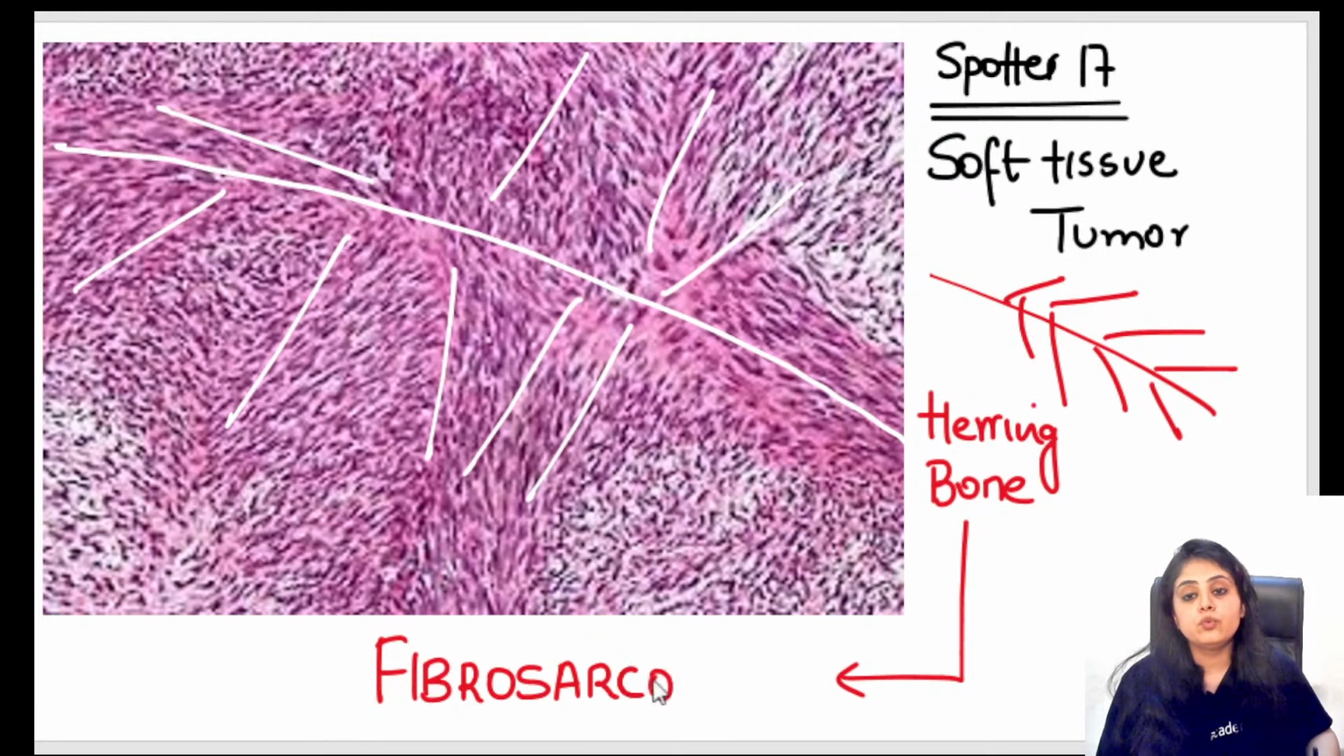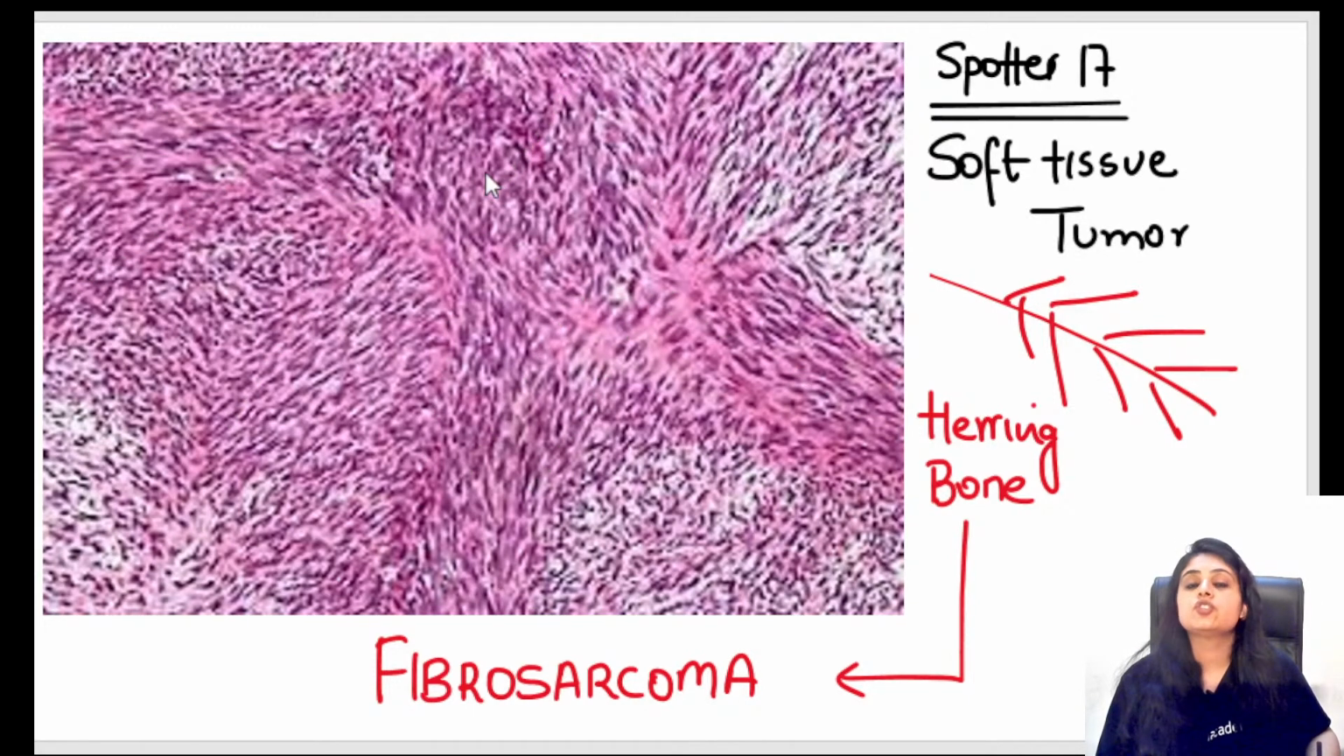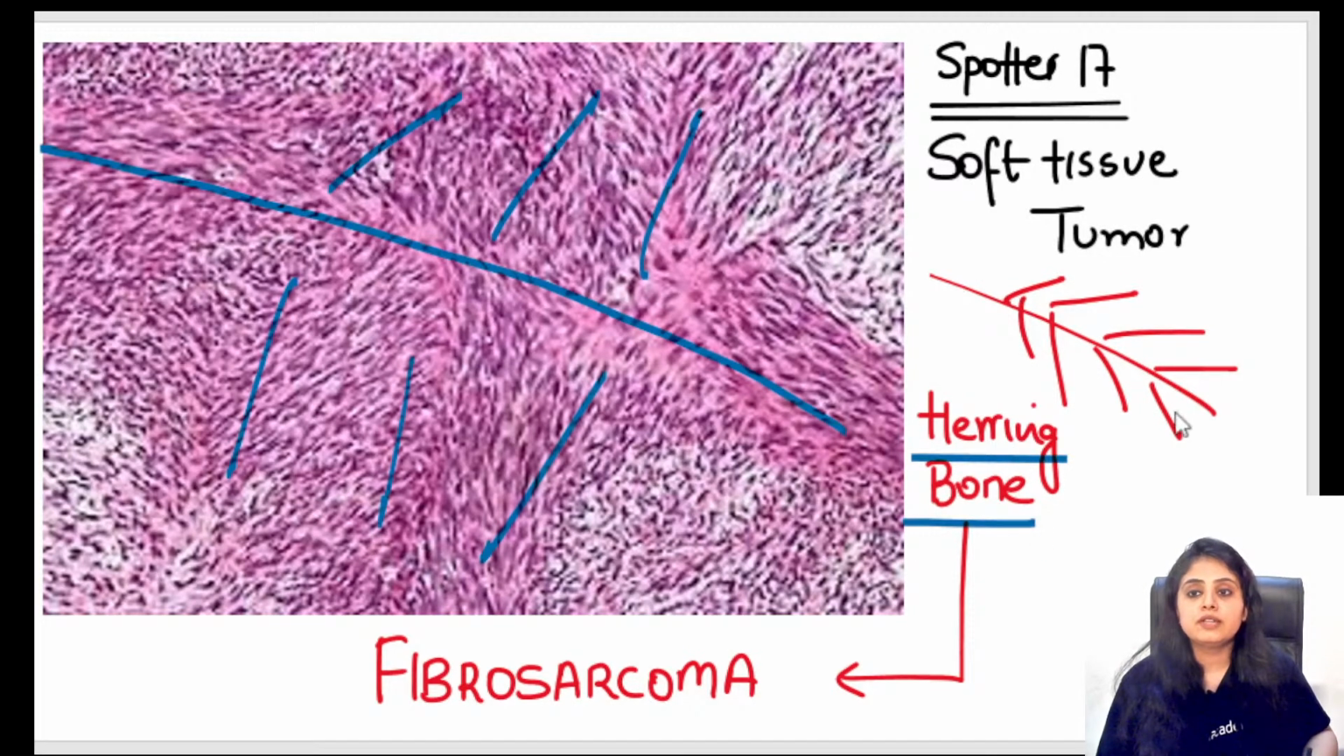I'm going to show you once without the labelings because this is the exact picture that will come in the paper. So you have to imagine a line going like this and cells are coming in perpendicular lines to it. Herring is a fish. All the fish lovers would be knowing. The spine of a fish, the bone, looks exactly like this. So the bone of fish, that is how this fibrosarcoma looks like. Very, very important.